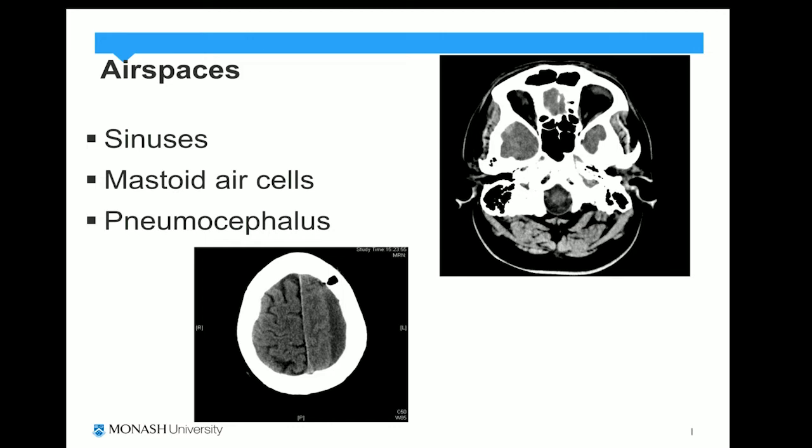So on a CT scan, the air spaces that you should be able to identify would be the sinuses as well, depending on the level of the slice. So here we have the frontal sinuses and the ethmoid sinuses, as well as the mastoid air cells, and then abnormal air. So here you can see this abnormal air sitting outside of the brain, which is called a pneumocephalus.